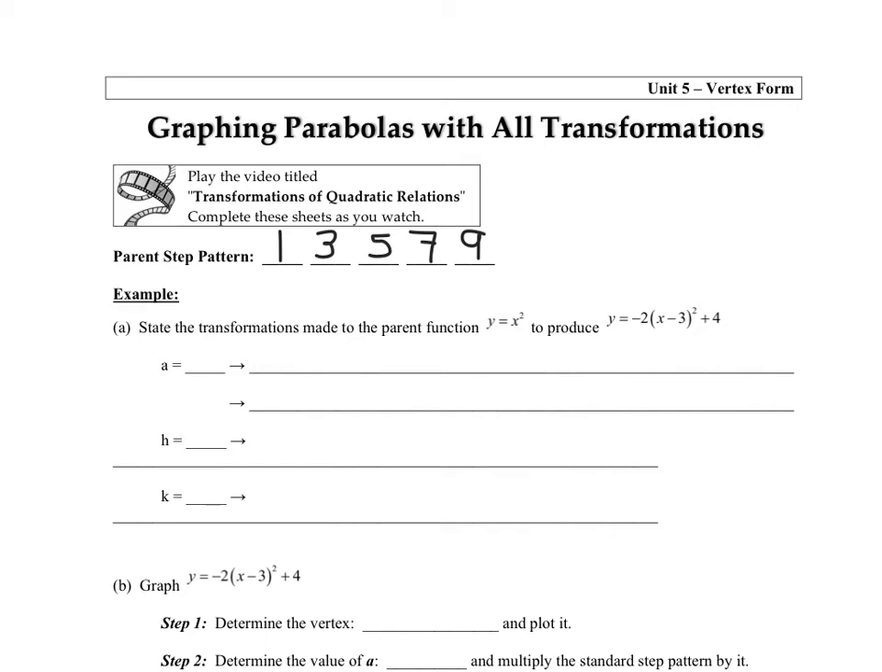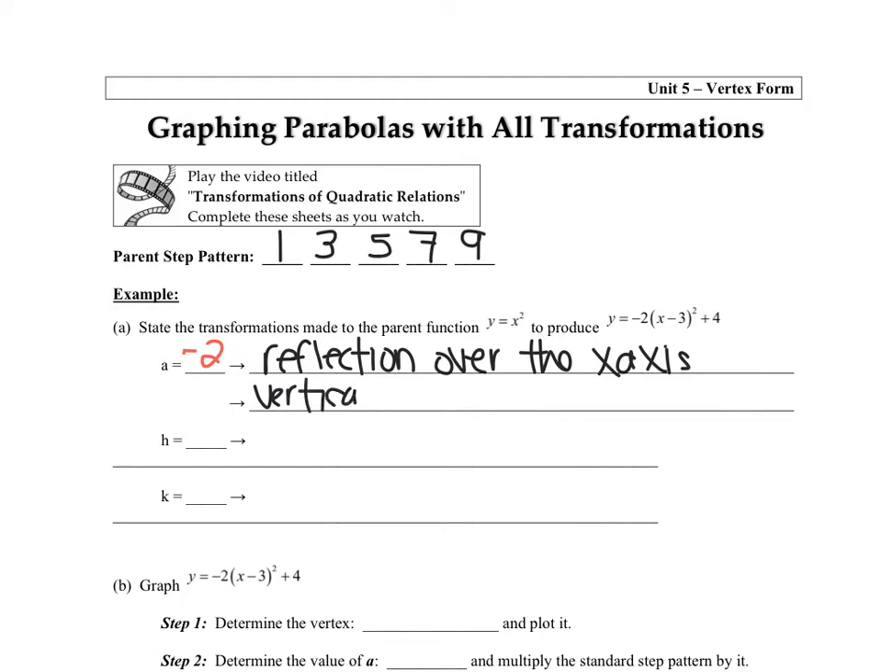Now before we get to graphing, we're going to recap what those transformations are for the parabola y equals negative 2(x minus 3) squared plus 4. So our a value is negative 2. Now the negative 2 has two meanings. The negative means we have a reflection over the x-axis. And the 2 means we have a vertical stretch by a factor of 2. And that's because the absolute value of a, the 2, is greater than 1. If it were between 0 and 1, then it would be a compression, so we're squishing down our parabola.